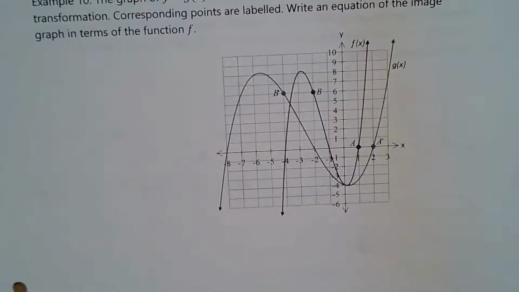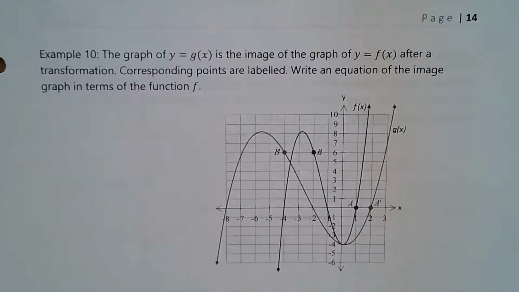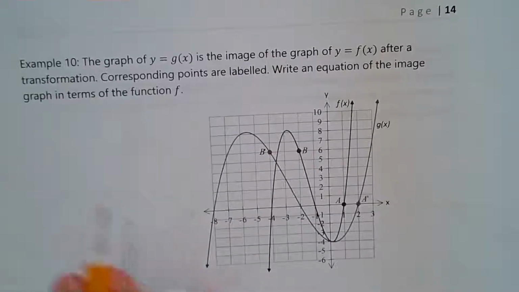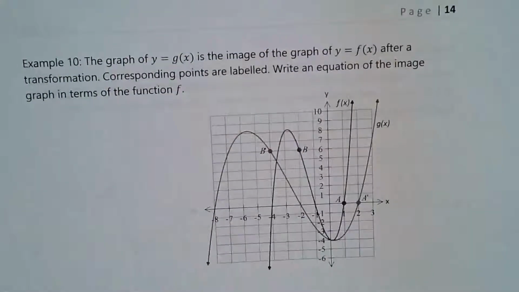Okay, let's see this one. Example 10, last example. The graph of y equals g of x is the image of the graph of y equals f of x after the transformation. The corresponding points are labeled. Write an equation of the image graph. I'm going to ask you again: is this a compression or stretching?